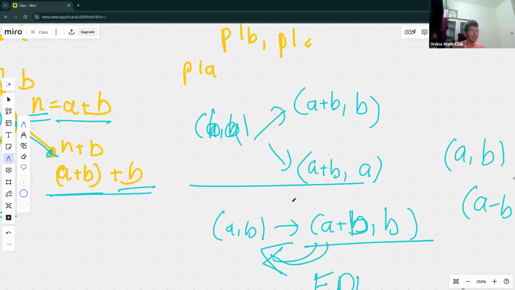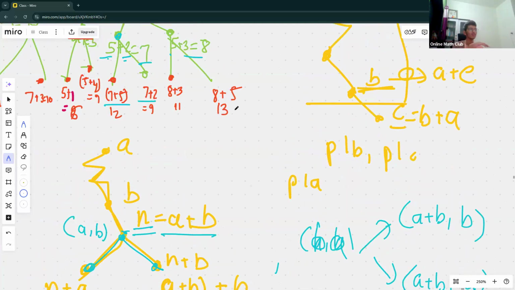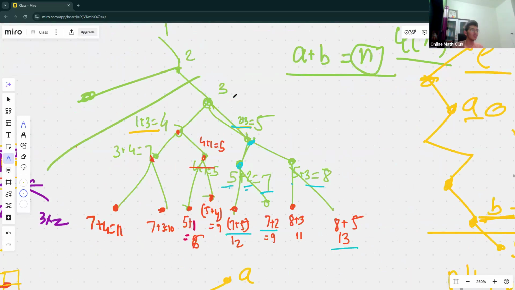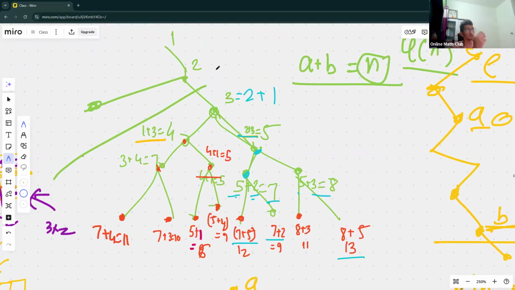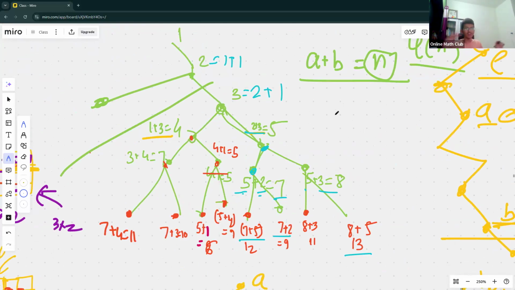So if you follow, here we have 8 comma 5. Then we go to 5 comma 3. Then we go to 2 comma 3. Then this is 2 plus 1, and then 1 comma 1. So the GCD is 1. This tree is called a pure Euclidean tree because this is actually Euclidean division. Isn't that amazing? That's why I like this question. Everything is just the Euclidean lemma.